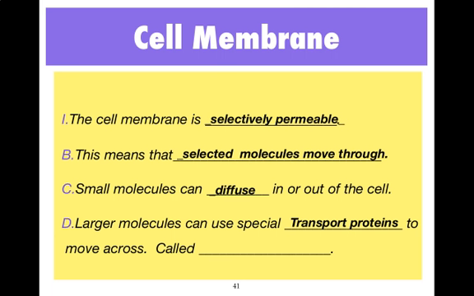We'll see an image here in just a second of the cell membrane, and we'll be able to see what those transport proteins look like. These special transport proteins allow for something called facilitated diffusion. To facilitate means to help.